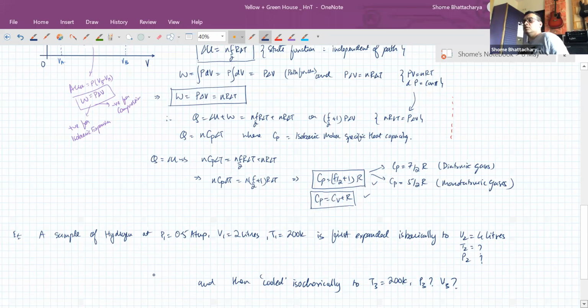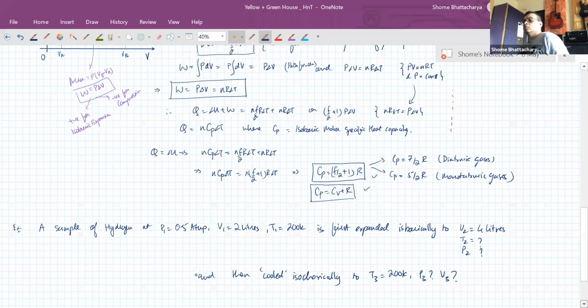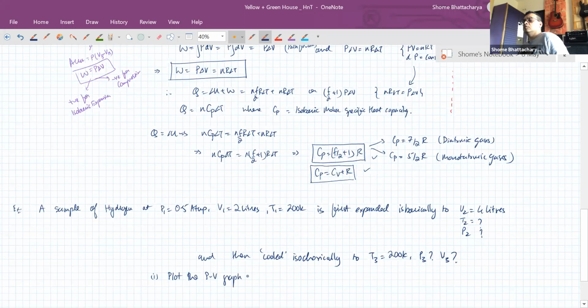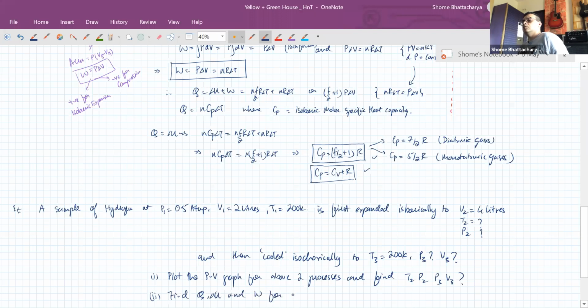So we have to first plot the PV graph for the above two processes and find P2, V2, P3 and V3. Okay. Second, find Q, delta U and W for the isobaric expansion and again for the isochoric cooling.